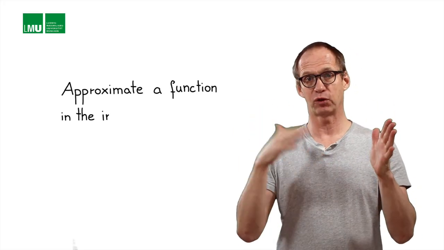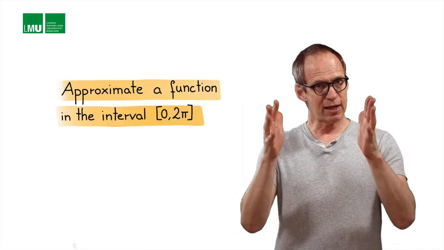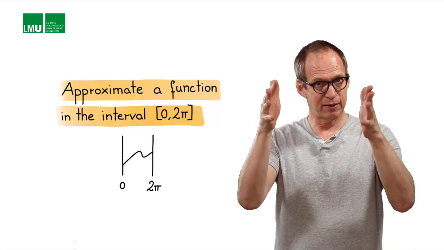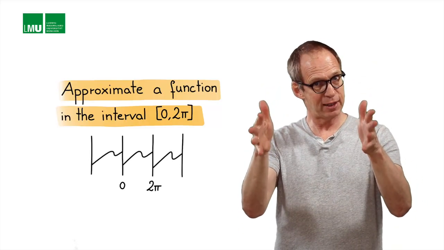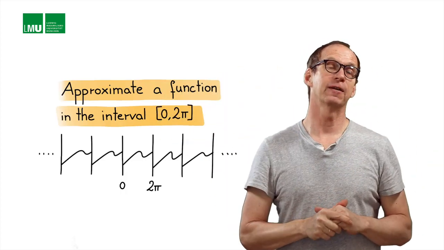So let's make an example. We try to approximate a function in an interval. We take the interval 0 to 2 pi. Again, that's arbitrary. It could be any interval. But just as is indicated here in the graph, defining to approximate a function here basically implies that it's periodic from minus to plus infinity.